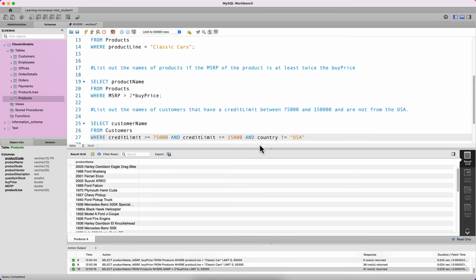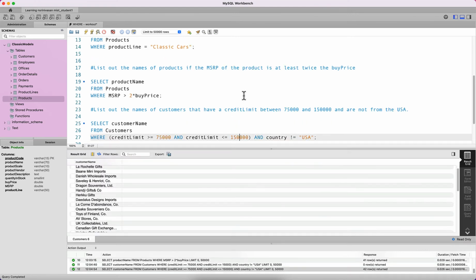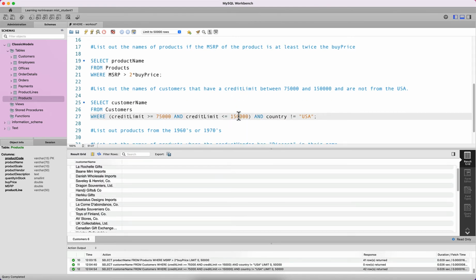Now, when we have two conditions being evaluated over here, credit limit between these values and simultaneously country not being USA, we want to make sure we have these parentheses around the credit limit because this together forms one condition. The two credit limit operations form one condition and the country forms the second condition. If you run this, slight mistake. There we go. The slight mistake was I was missing a 0. It was 150,000 and not 15,000. And there we go. We have the right result now. We have 42 rows returned.